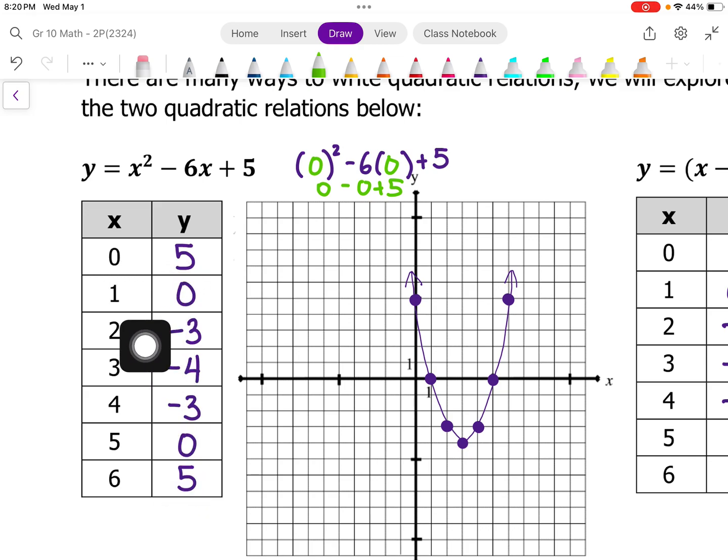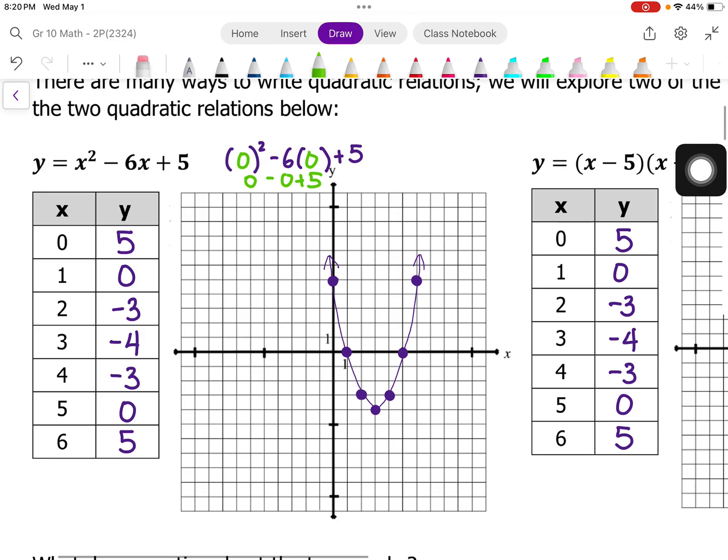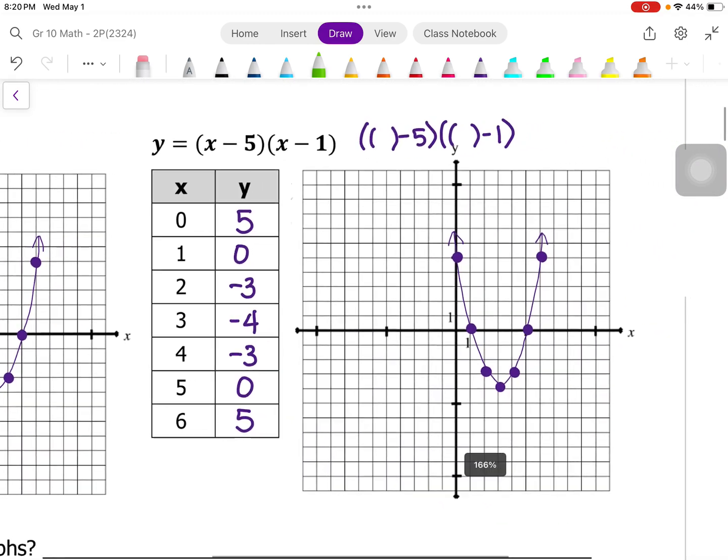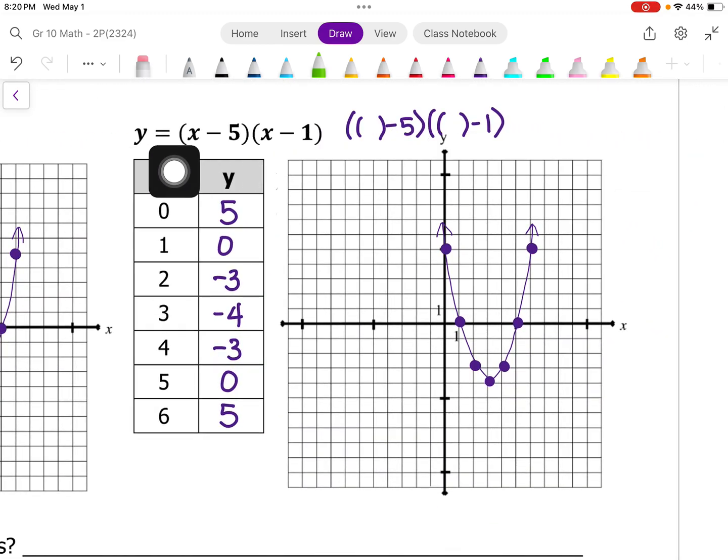And we can keep doing that with each value of x to solve for our y values. So once we have our table of values filled in, we can plot our points here and we can see our parabola shape for this quadratic. Now we'll take a look at this version here, which is called factored form. So here we have y equals x minus 5 times x minus 1.